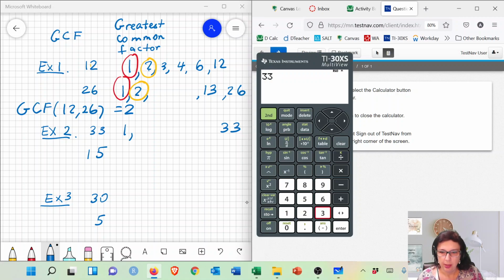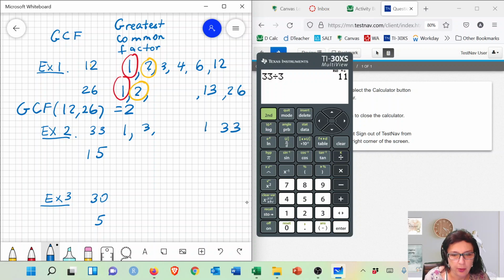3, yes. So if you want to, by the way, know if a number is divisible by 3, you can always add the digits. So like 3 plus 3, that's a 6, and 6 is divisible by 3, so it's going to be divisible by 3. And that's going to give you 11. Okay, but I don't think anything else is gonna work.